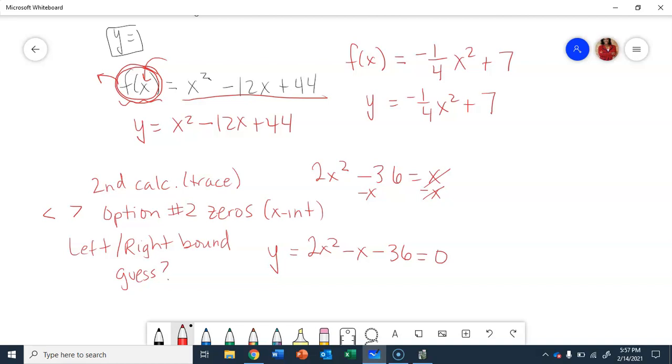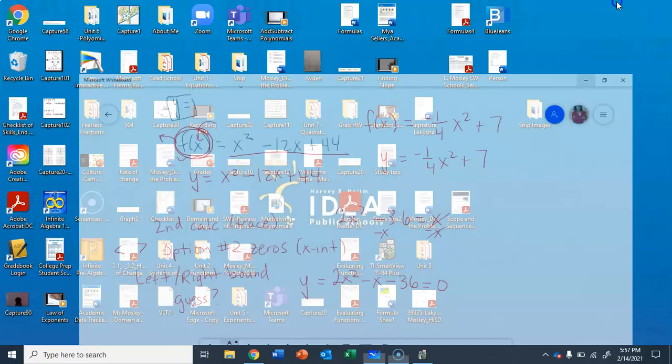Then you have to do it again for the other x-intercept, right? So you'll get it on one side, get it on the other. All right, so let's do it real quick.